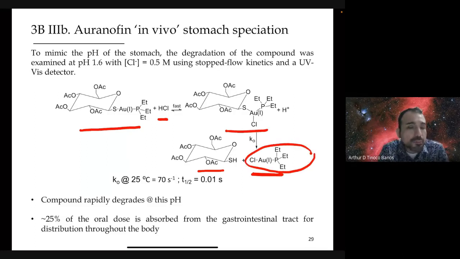About 25% of the oral dose is absorbed from the gastrointestinal tract for distribution throughout the body. And so part of what's contributing to that 25% is this degradation of the compound under acidic conditions.